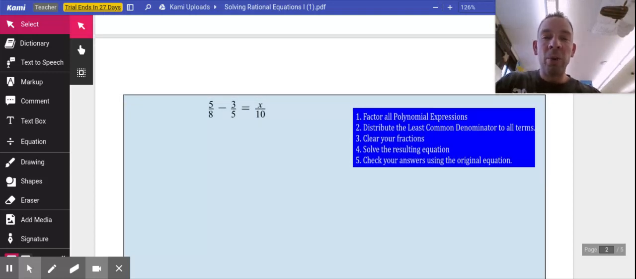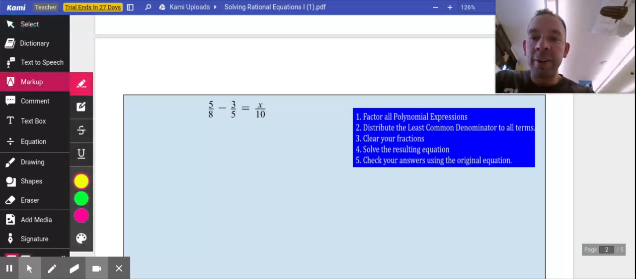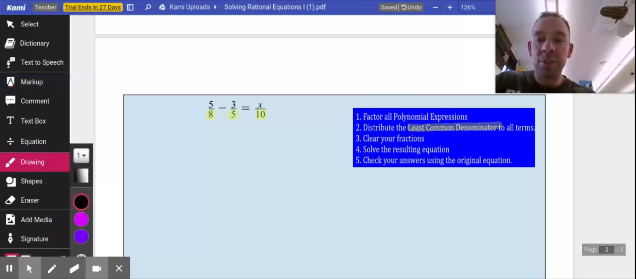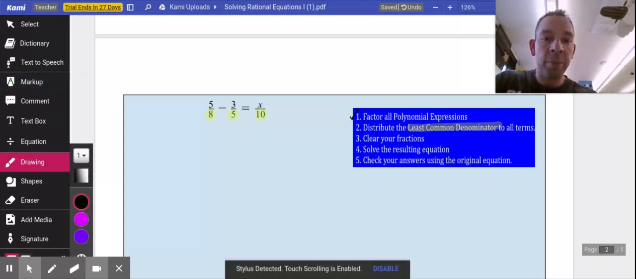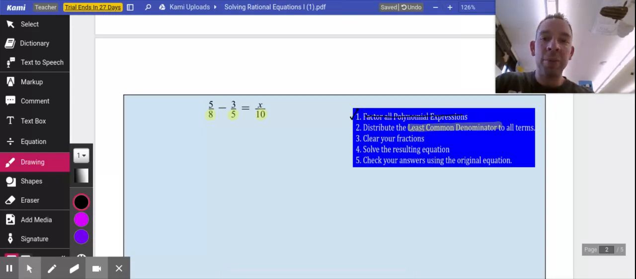Our whole goal is to get rid of these fractions. I'm not comfortable with these fractions, and I want to do whatever I can to cancel them out or clear them out. So I want to consider these denominators right here and come up with the least common denominator. In this case, we can already check off step number one because there really wasn't anything factorable in this one. That won't become an issue until we start to see some binomials and trinomials later on in the video.